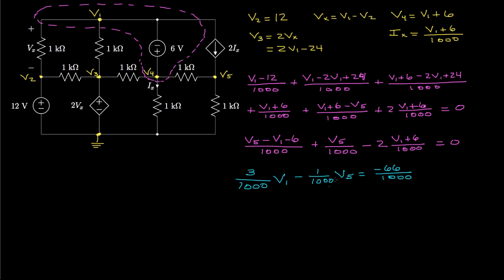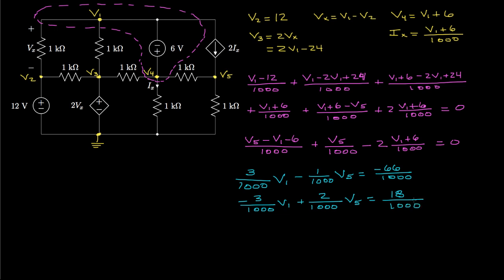And then if we simplify the second equation, group all the terms that multiply V1, we'll get negative 3 over 1000. All the terms that multiply V5, we'll have 2 over 1000. And then group all the constants, move them to the other side, and we'll have 18 over 1000.